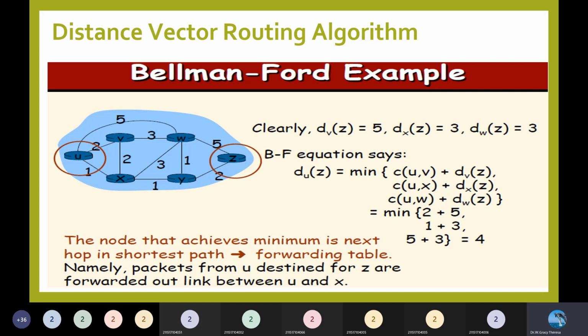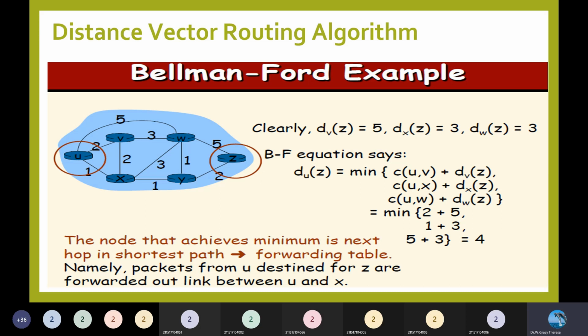And the third path we are choosing is U to W and W to Z. The cost of U to W is 5. It is already mentioned there. The cost of U to W is 5, 5 plus the distance of W to Z. We all know it has been clearly given. The distance of W to Z is 3. So 5 plus 3 is 8.